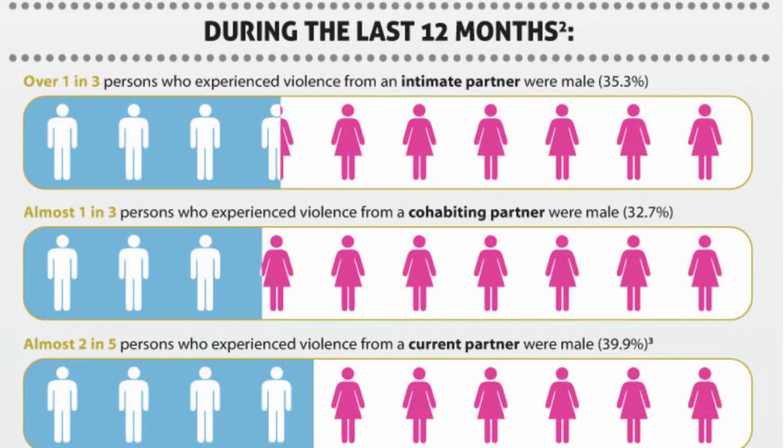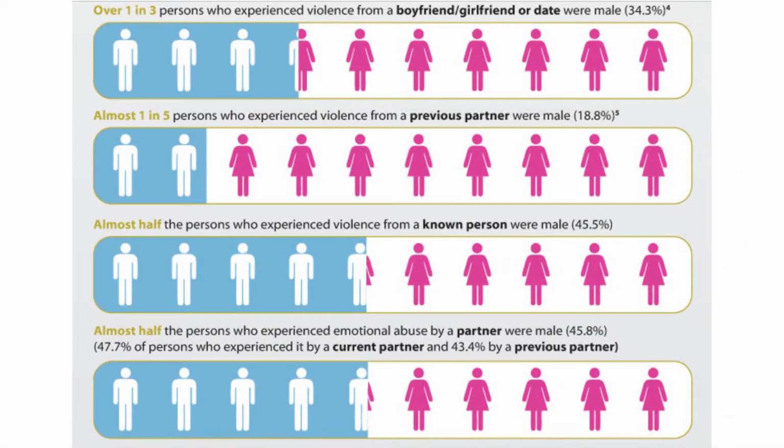Facts and figures. In the last 12 months, over 1 in 3 persons who experienced violence from an intimate partner were male, 35.3%. Almost 1 in 3 persons who experienced violence from a cohabiting partner were male, 32.7%. Almost 2 in 5 persons who experienced violence from a current partner were male, 39.9%. Over 1 in 3 persons who experienced violence from a boyfriend or girlfriend, or date were male, 34.3%. Almost 1 in 5 persons who experienced violence from a previous partner were male, 18.8%.